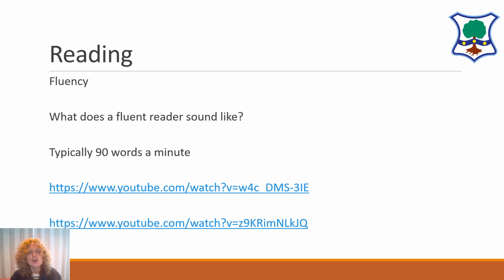So that means they're not decoding every word. They'll be able to recognize our common exception words. They are using their phonics appropriately, and if obviously they come across an unknown word, then they might decode it and then they'll read it back to themselves and they actually understand what they're reading.